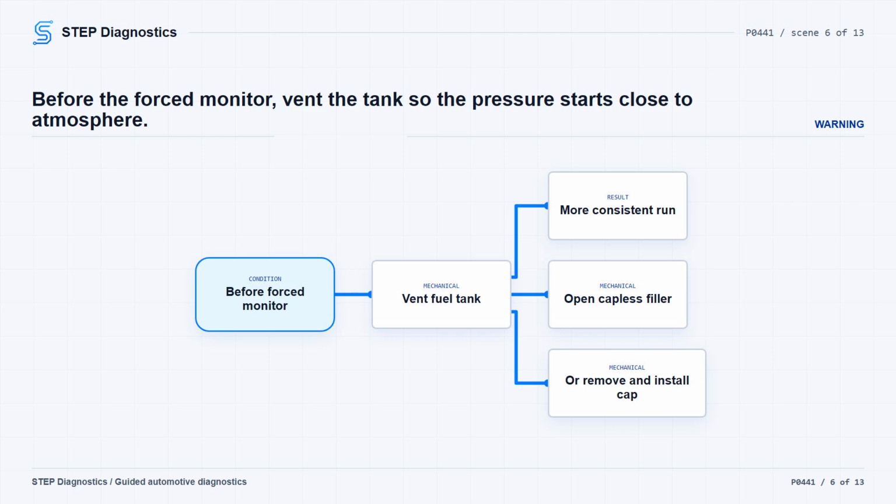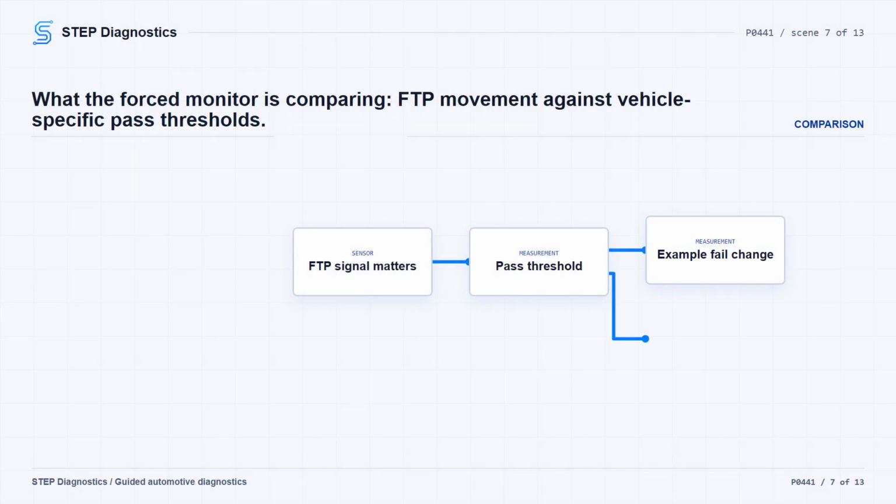For purge performance, the important signal is the fuel tank pressure sensor. The pass thresholds are vehicle-specific, but the example uses a -50 Pa pass threshold. A pressure decrease of -20 Pa fails, and a pressure decrease of -60 Pa passes. If all monitors pass and both sides are well beyond the pass thresholds, the purge system is passing and does not need repair at that time. If everything passes but both sides are close to the thresholds, the system is still passing.